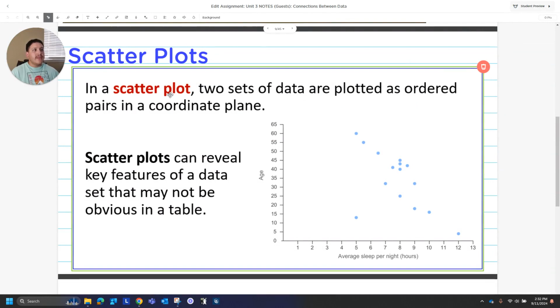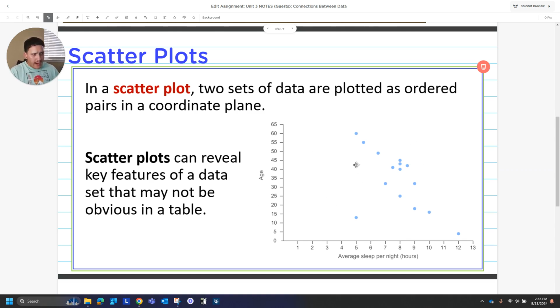Scatterplots. In a scatterplot, two sets of data are plotted as ordered pairs in a coordinate plane. Scatterplots can reveal key features of a data set that may not be obvious in a table. Just like with other graphs that we've looked at, double bar graphs, histograms, circle graphs, line graphs, etc., scatterplots are another type of graph that, when used, could reveal insights into a data set that may not be obvious by just looking at it from a table or in a different form.